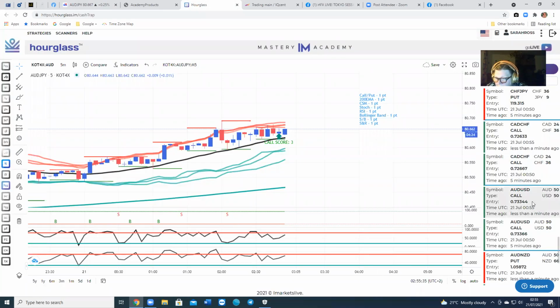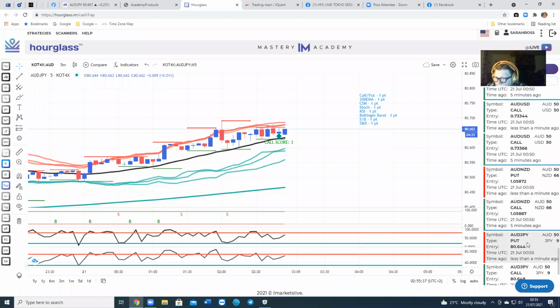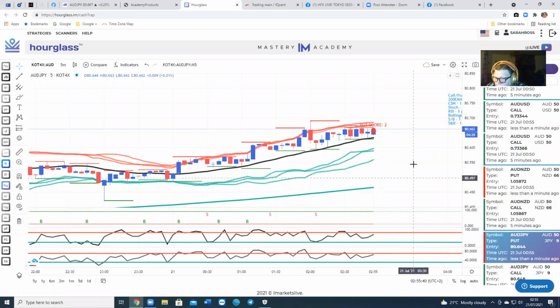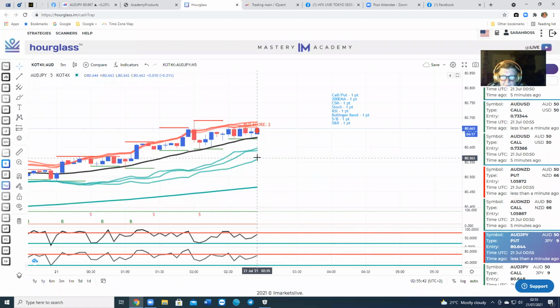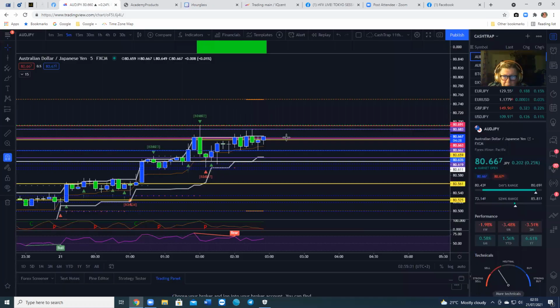Oh, it's just given us a new put at 644. We don't want puts. There's that new line of resistance at 667, which is this line it's trying to get through. So 1, 2, 3, 4, 5. That's the struggle bus it's on.